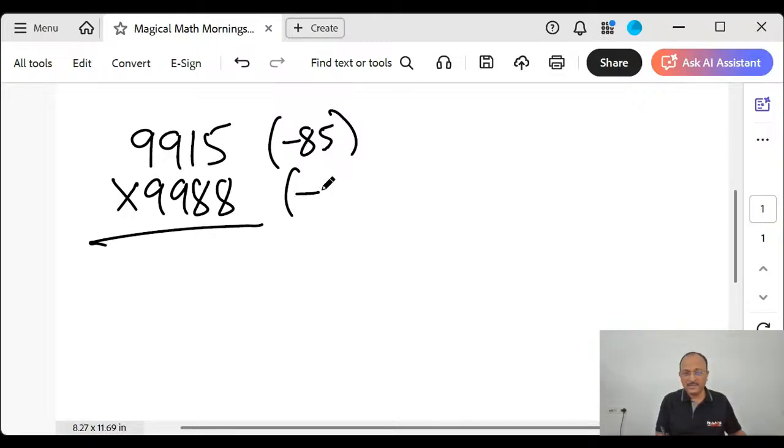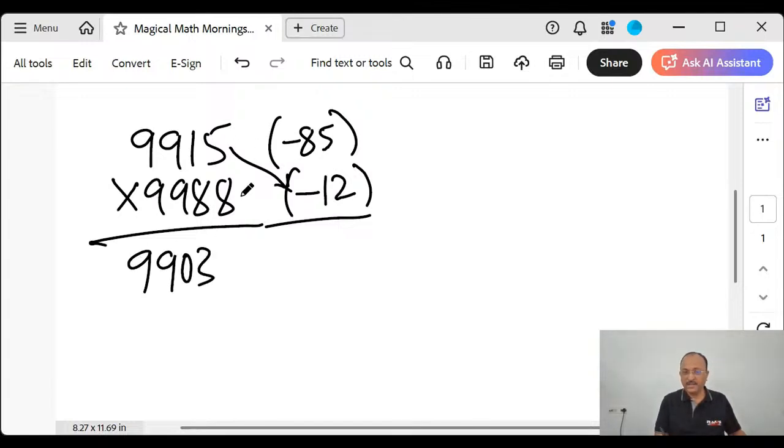Less, that's why minus 12. So find out the difference between these. Which one is easy? I will consider the smaller numbers. 15 minus 12 is 3. So the first part is 9903. If you identify, 9988 minus 85 also will give you 9903.